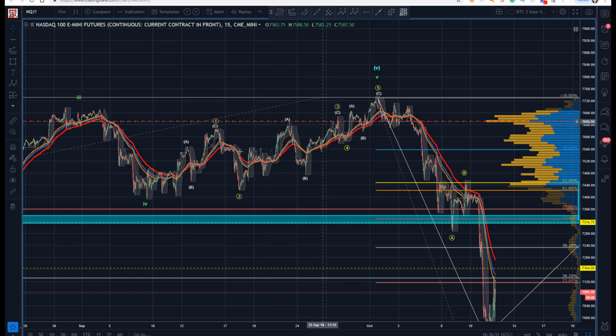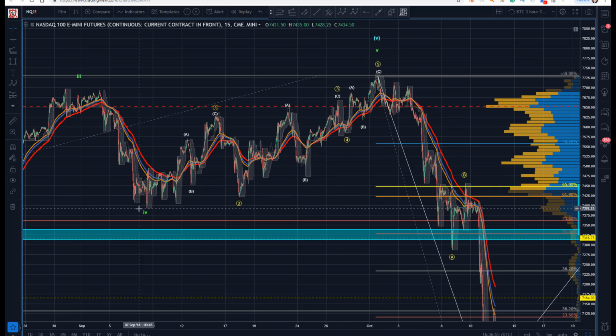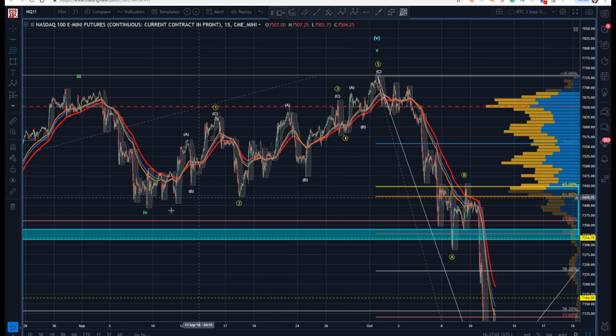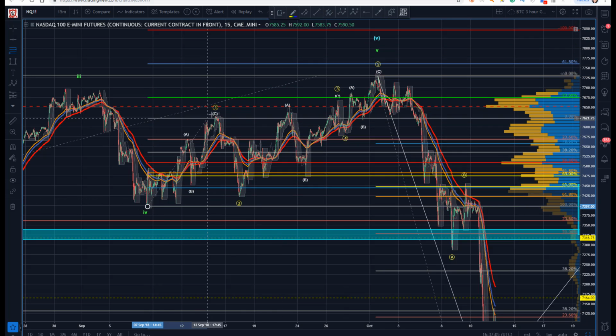But then note what happens here. Remember, in a diagonal, we want to look for the relationship between the start of the 1 and the pivot of the 4. And it looks like we've got a little ABC and a little truncation in the C there.